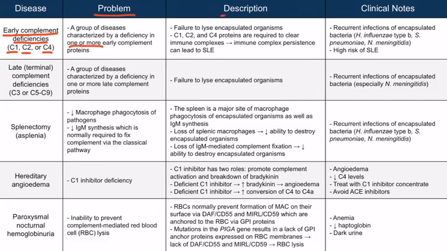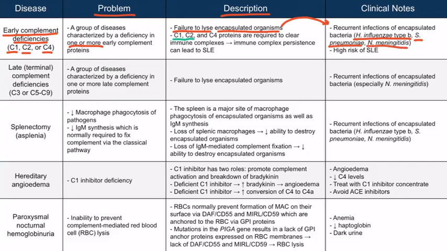So moving on to the description, this ultimately means that there's a failure to lyse encapsulated organisms, which makes sense. If you don't have the first portion of the complement system, then you wouldn't get that latter portion of the complement system, which is the formation of the membrane attack complex. So in early complement deficiencies, patients can have recurrent infections of encapsulated bacteria, such as Haemophilus influenzae type B, Strep pneumoniae, and Neisseria meningitidis.